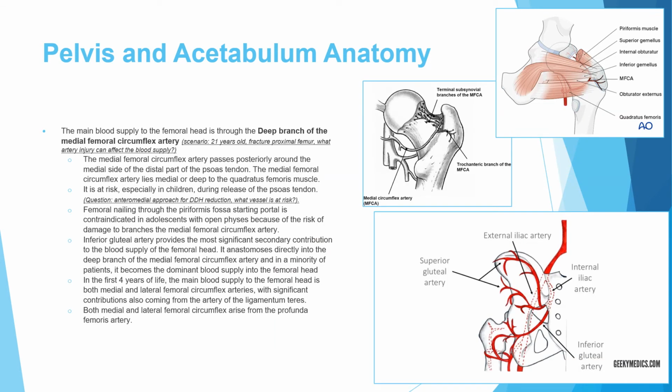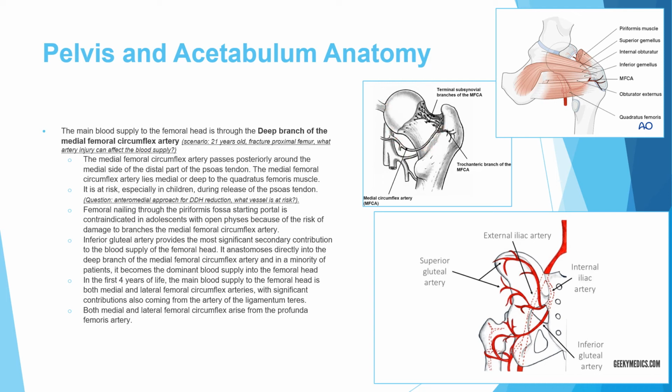We discussed before the blood supply to the proximal femur in the surgical dislocation approach. In this slide, we're going to speak again about the blood supply for the proximal femur. As we said, the deep branch of the medial femoral circumflex artery is the main blood supply for the proximal femur. In the first 4 years of life, the proximal femur will get significant blood supply from both the medial femoral circumflex and the lateral femoral circumflex, with some minor blood supply coming from the artery of the ligamentum teres. However, after that, most of the blood supply will come from the medial femoral circumflex artery.